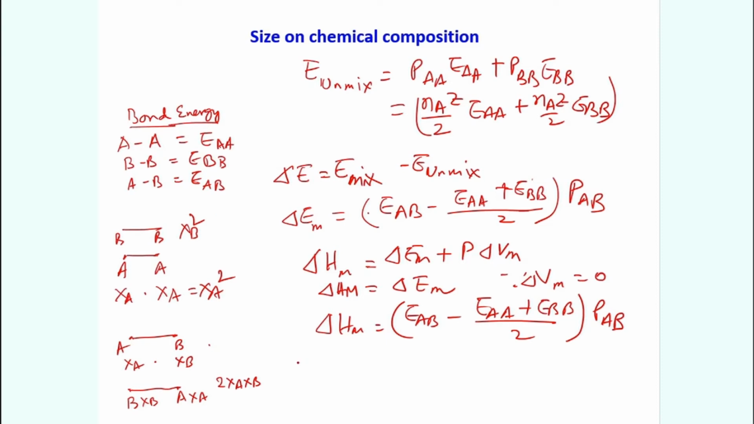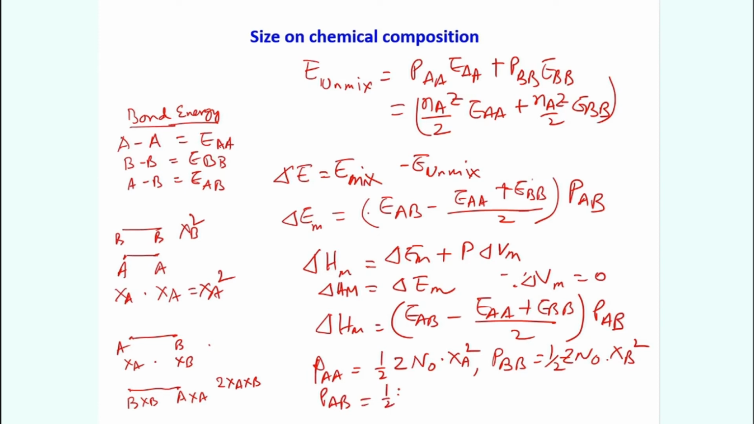So knowing these aspects, I can write P_AA equal to half of Z, if it is 1 mole, so it contains Avogadro number of atoms, into X_A square. P_BB is half of Z N0 into X_B square, and P_AB is half of Z N0 into 2 X_A X_B. That is nothing but Z N0 X_A into X_B, right. The 2 cancels out.